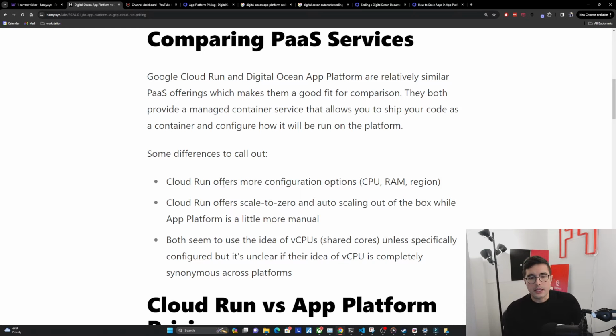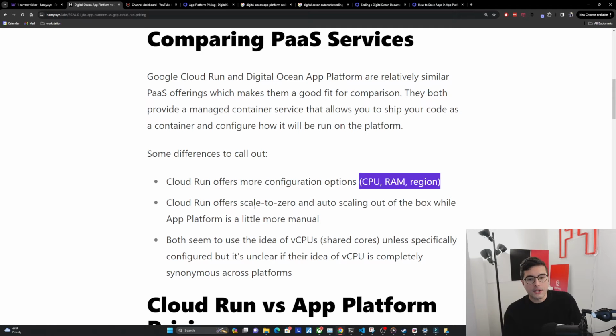So the first is that Cloud Run offers way more configuration options, everything from CPU to RAM to region. Now DO does offer these options, just not as many. And this is one of the reasons why Cloud Run, and Google Cloud in general, is so hard to understand pricing wise, because there are so many options and every option has a different price. So getting them all together into a total is much harder.